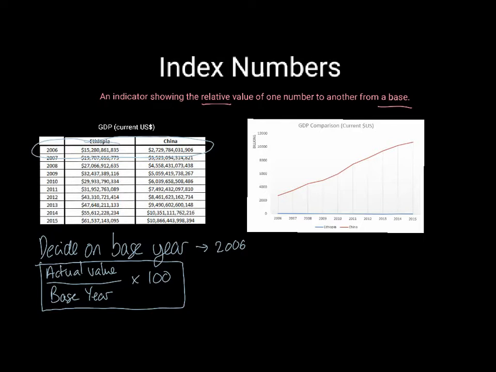So you've got a number divided by itself multiplied by 100. So that's always going to give us 100. So that's how we set the base year. But then as the changes occur after that, we will be able to get a much clearer representation of what's going on. So let's see how that works in practice then by doing that on this data.